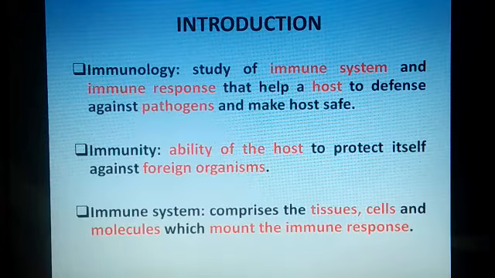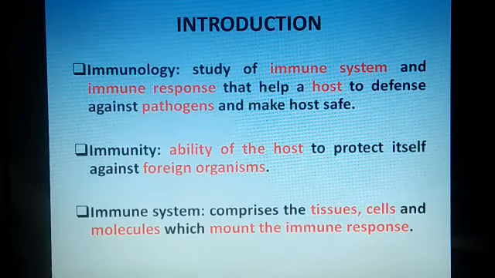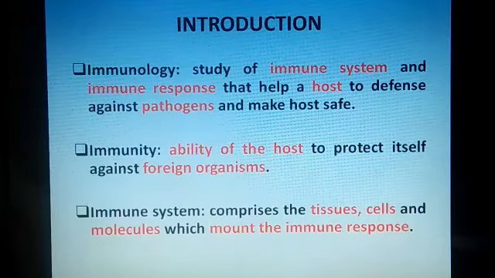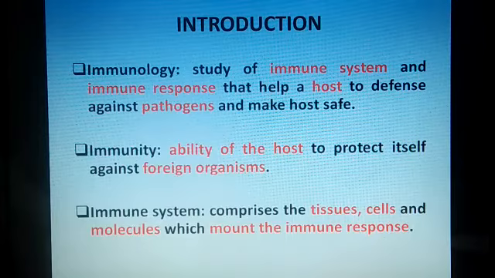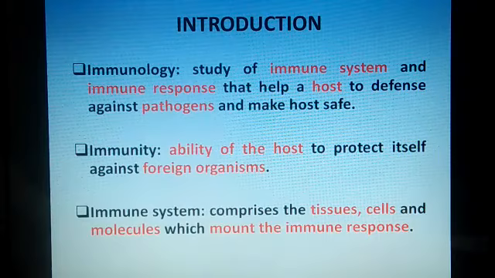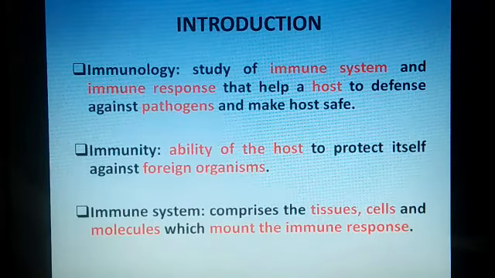Now I will come to the main topic. Next comes the term immunity. Immunity is the ability of the host to protect itself against foreign organisms or antigens. Next is immune system. Immune system is one of the important systems of our body, comprising of various cells, tissues and molecules which increase the immune reaction or response.